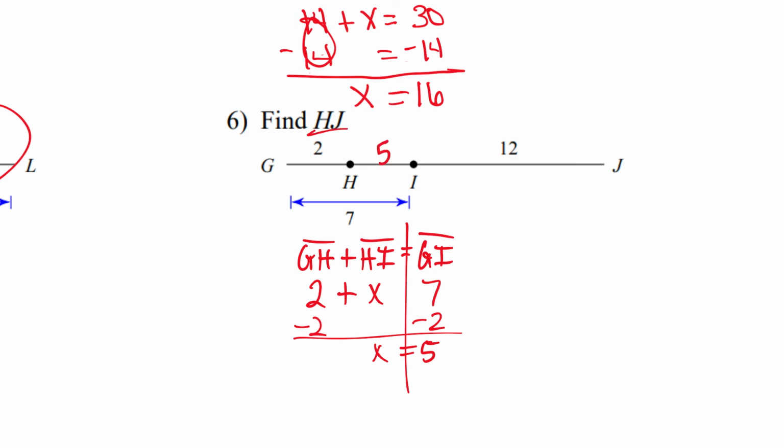Now the question here is how long is HJ? So HJ is from here to here. So how are you going to find that? Add HI to IJ. Yeah, add those up. You got the 5 here, you got the 12 here, so total that's going to be 17.